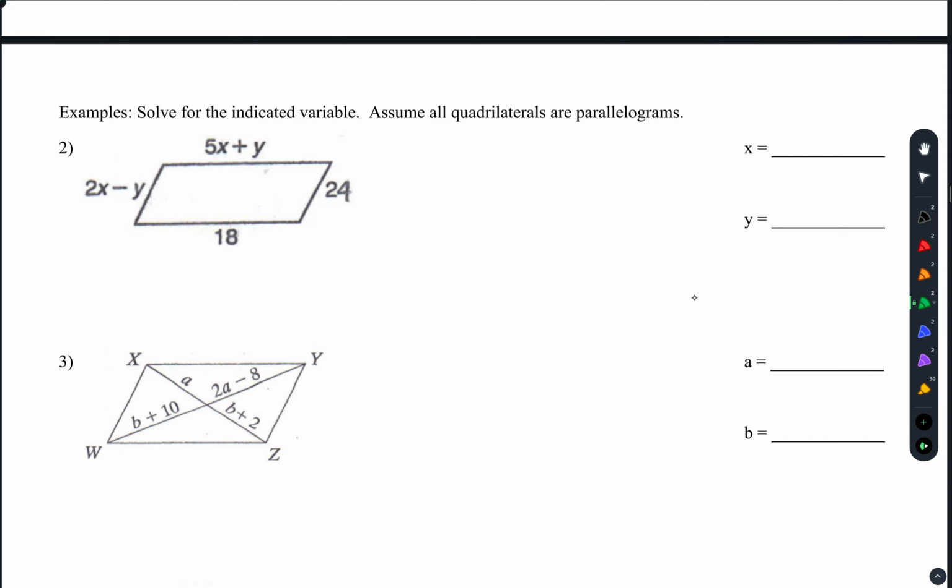Number 2. What are we going to do here? I need a setup. Gabby? They are parallel, but that doesn't tell me anything about the side lengths. Casper? Opposite sides are congruent. So I want to say that these 2 sides are congruent. 5x plus y equals 18. And I can say that these 2 sides are congruent. 2x minus y equals 24. So now I have 2 pieces because opposite sides are congruent.